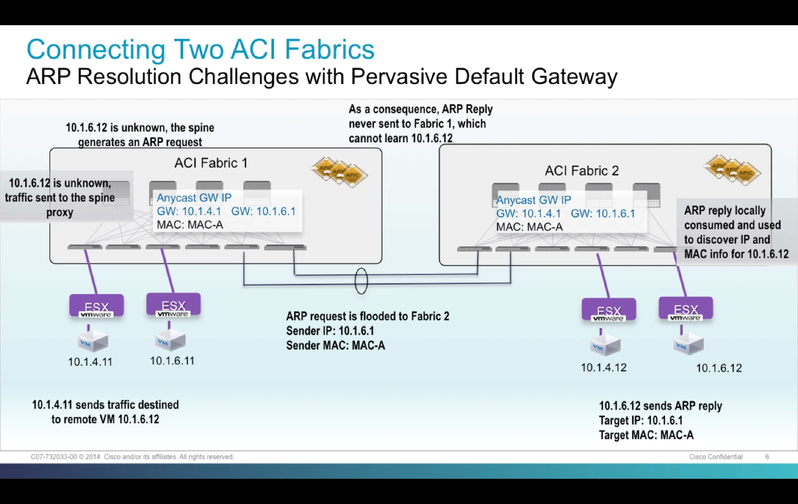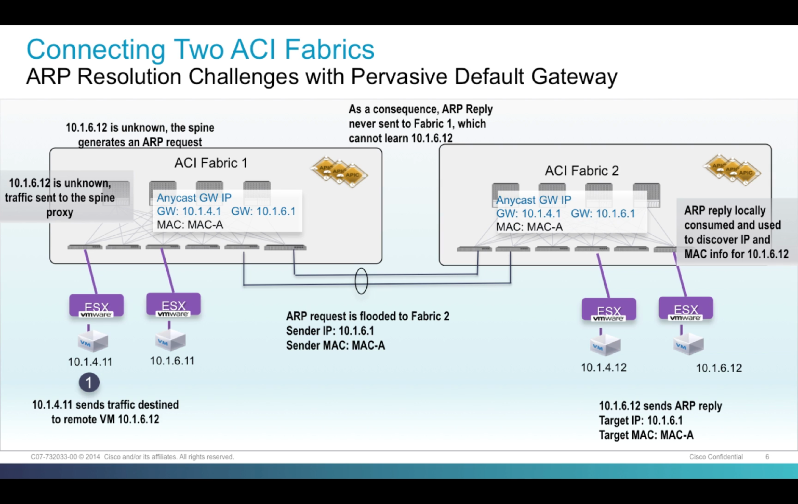So imagine a situation where we have two sets of virtual machines. Some located in data center 1, some located in data center 2, but belonging to different endpoint groups. So imagine a situation where a virtual machine, the one here on the bottom left-hand side corner, 10.1.4.11, is trying to communicate with a virtual machine under the address of 10.1.6.12. So this is how the traffic flows.